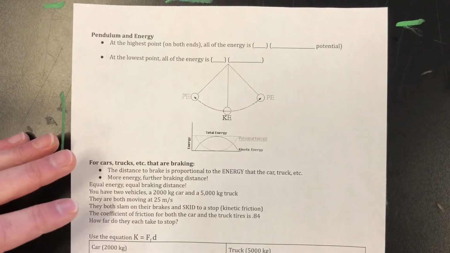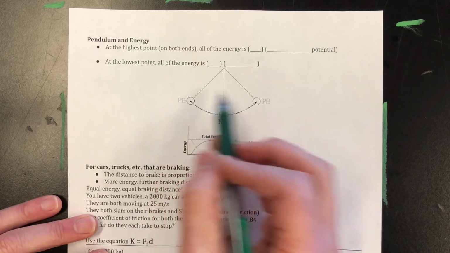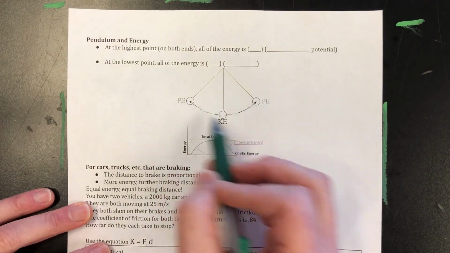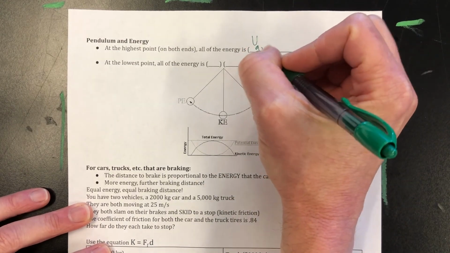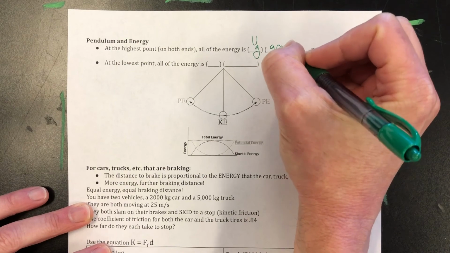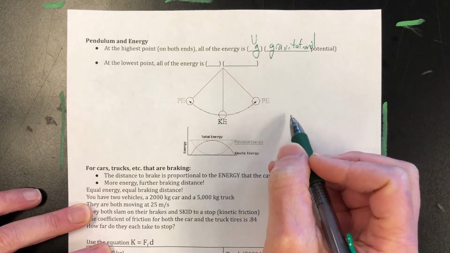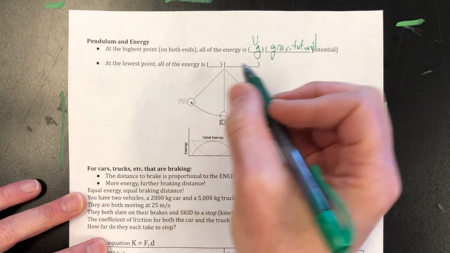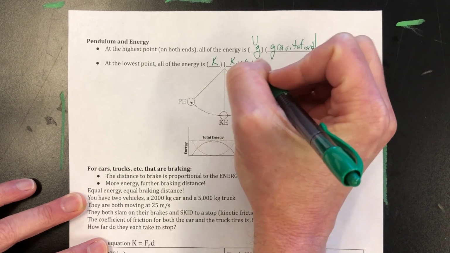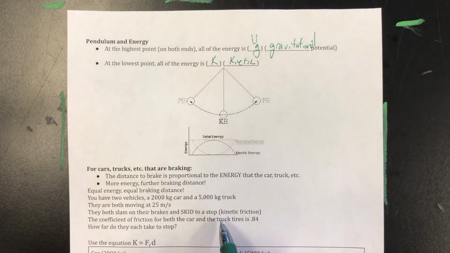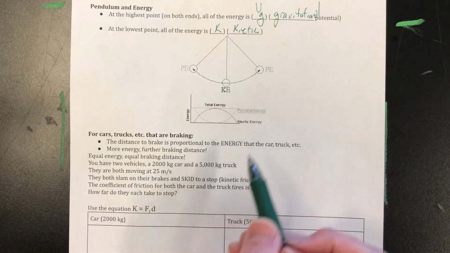This one deals with pendulums and energy. So at the highest point on both ends, we see, even in this picture here, that all of the energy is UG, and remember that is called gravitational potential. At the lowest point, all of the energy here is kinetic, and so that's pretty simple. So that's really all you need to know on pendulums.